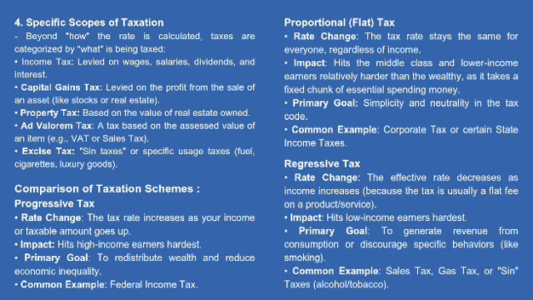4. Specific scopes of taxation. Beyond how the rate is calculated, taxes are categorized by what is being taxed. Income tax, levied on wages, salaries, dividends, and interest. Capital gains tax, levied on the profit from the sale of an asset, like stocks or real estate.